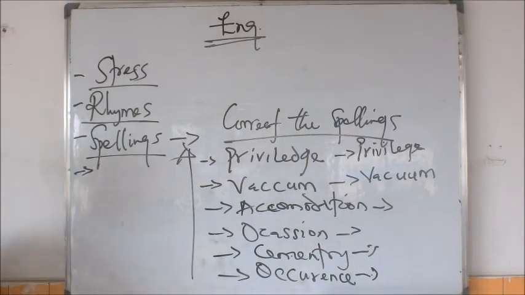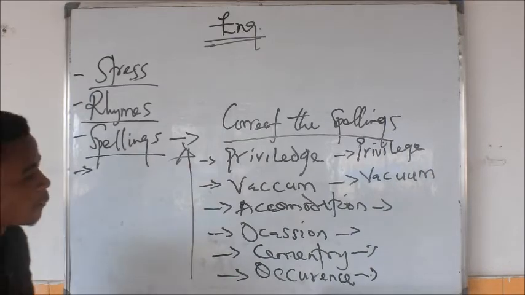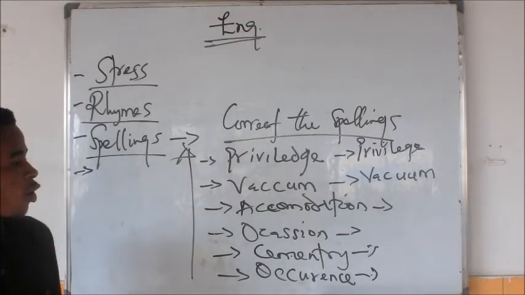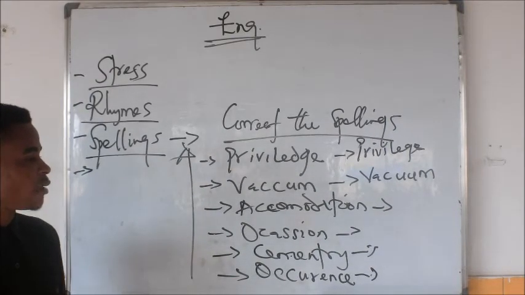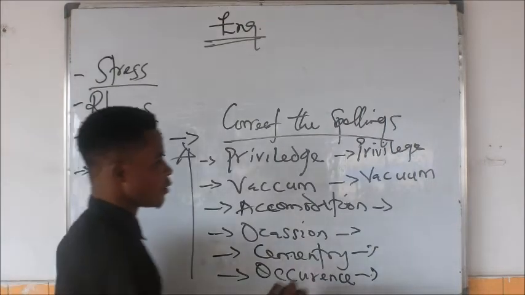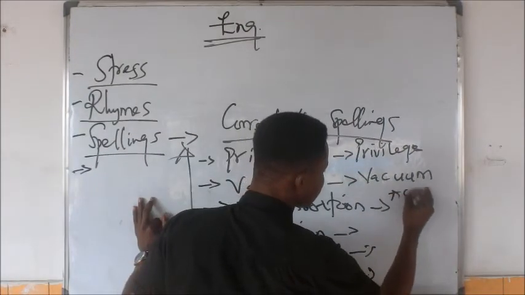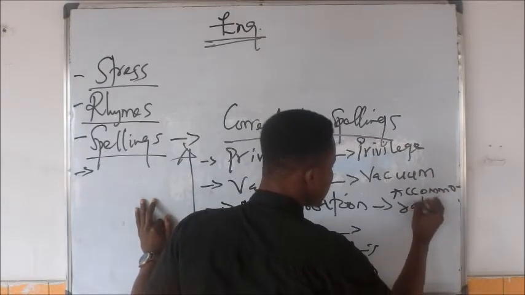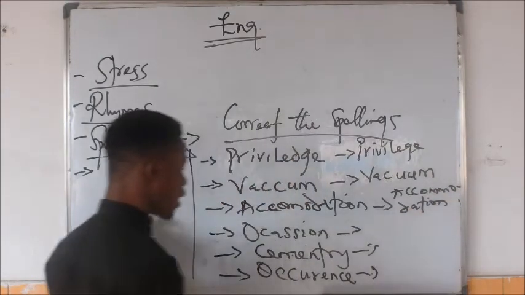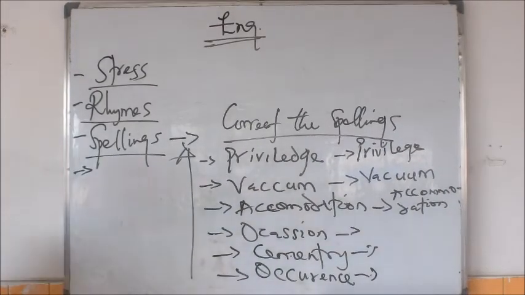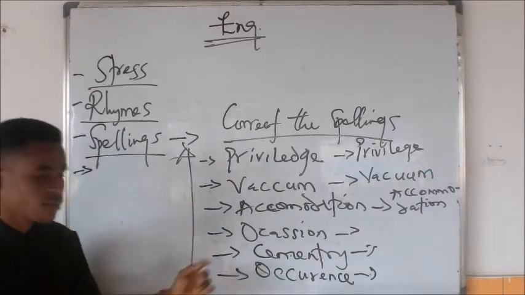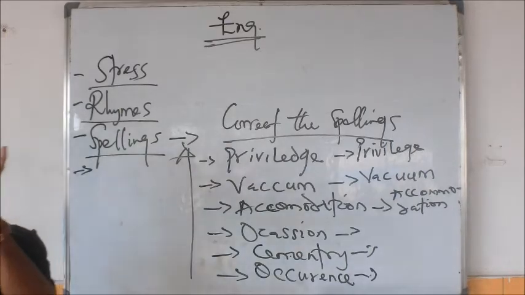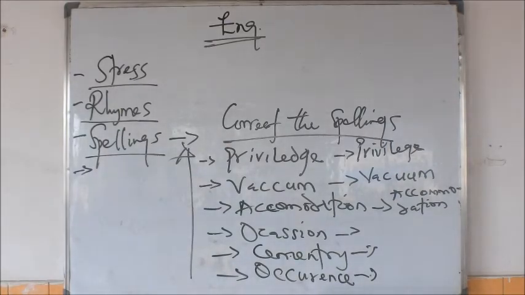Number three. ACC, OMM, ODATION. So we have accommodation: ACC OMM ODATION. Accommodation. Alright. The next one is what? Again. I want to hear your pronunciation. It is what? Spell it.